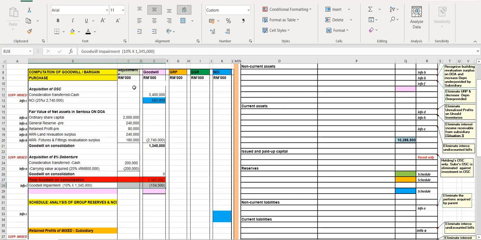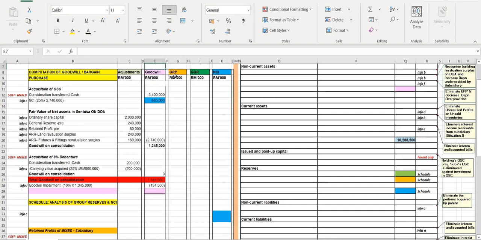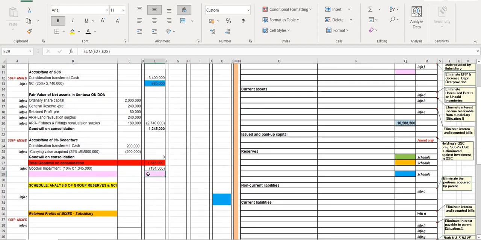Okay, and you can see that I already prepared the schedule here with the adjustment goodwill column, right? And also the group retained profit, GRP, GGR, group general reserve, NCI is the non-controlling interest. So the remaining goodwill would be 120,500 after deduction of impairment.